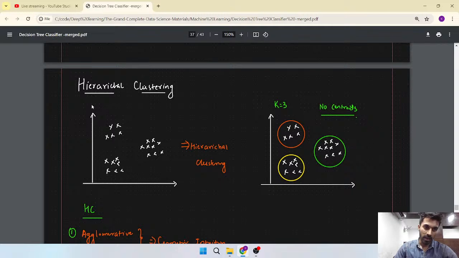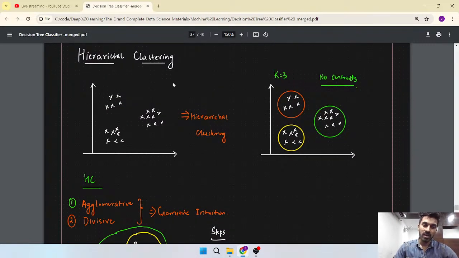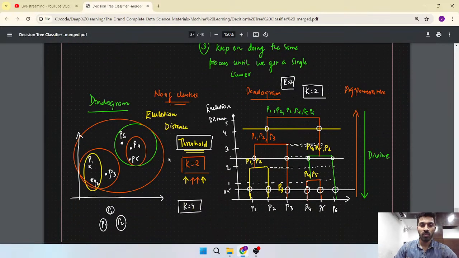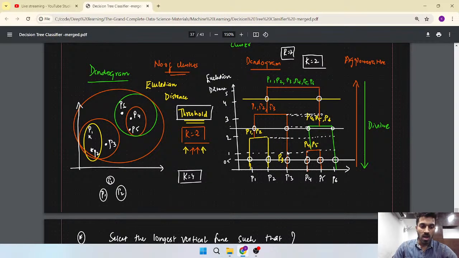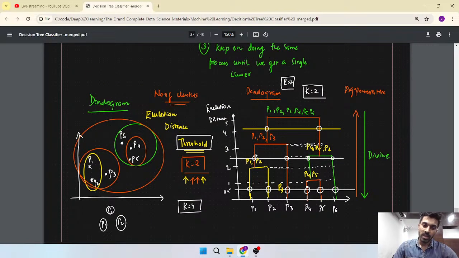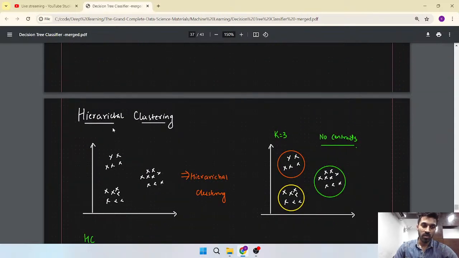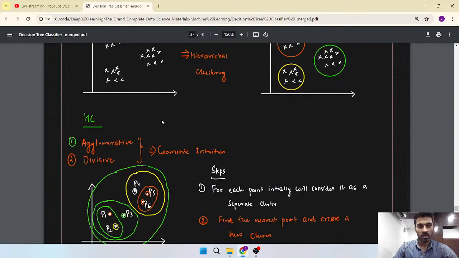Now, hierarchical clustering. Hierarchical clustering is the same as k-means clustering, but here we have to find a dendrogram. Basically this graph is known as a dendrogram. This is a very complex diagram, as you can see. Can I teach you this, or should we continue with our second algorithm? Okay, let's continue to hierarchical clustering.